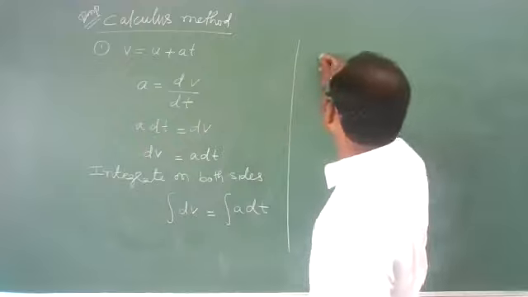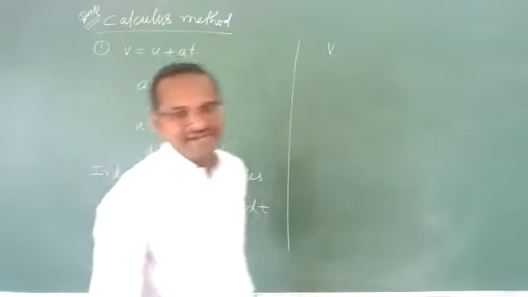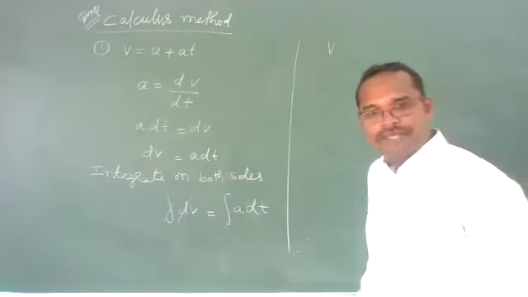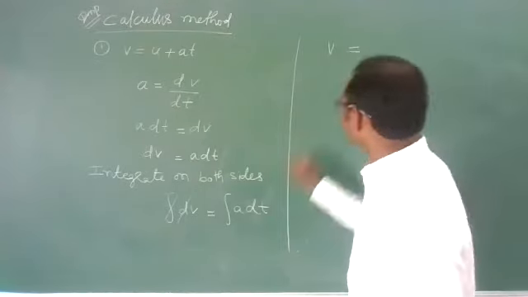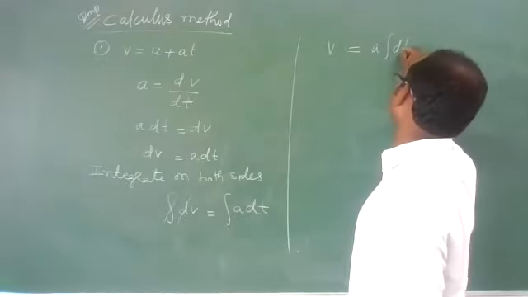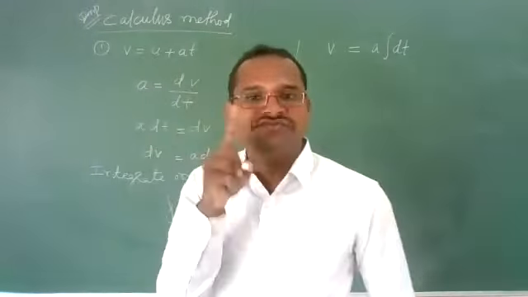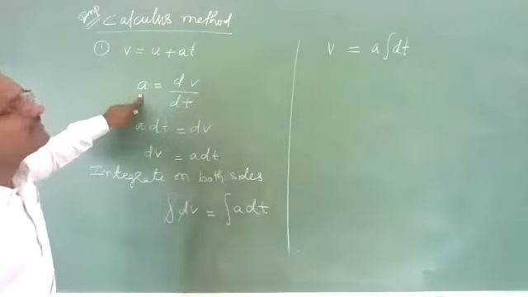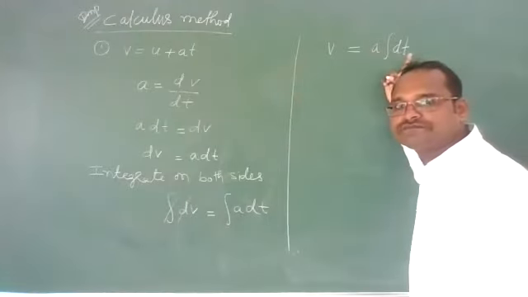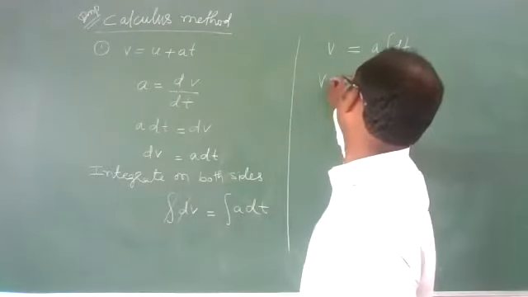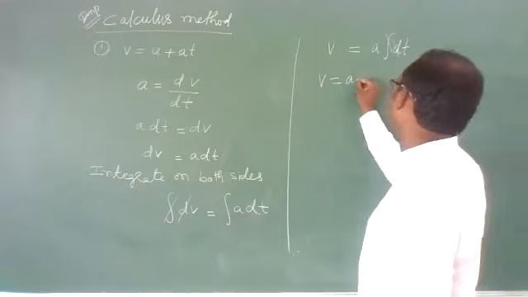Now integration of dv: integration and differentiation cancel, as I told you, and you get v. This is equal to integration of a dt. A is constant because I am saying uniform acceleration motion, constant acceleration. Any constant term in an integration we can take out of the integration. So v is equal to a into integration of dt. Integration and dt cancel, you get t.